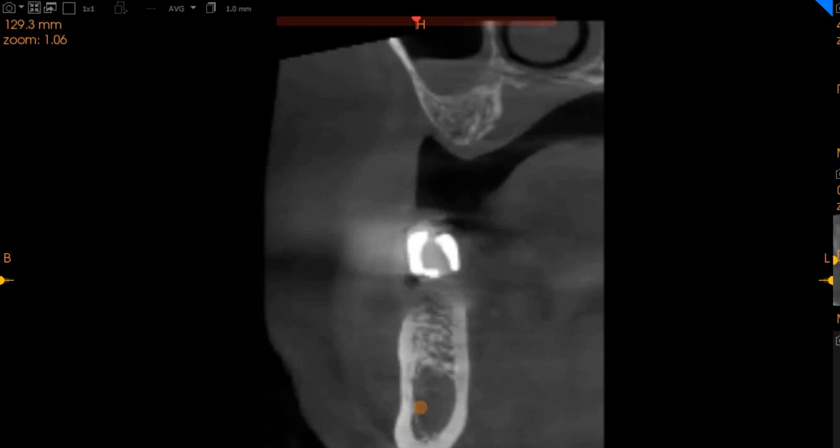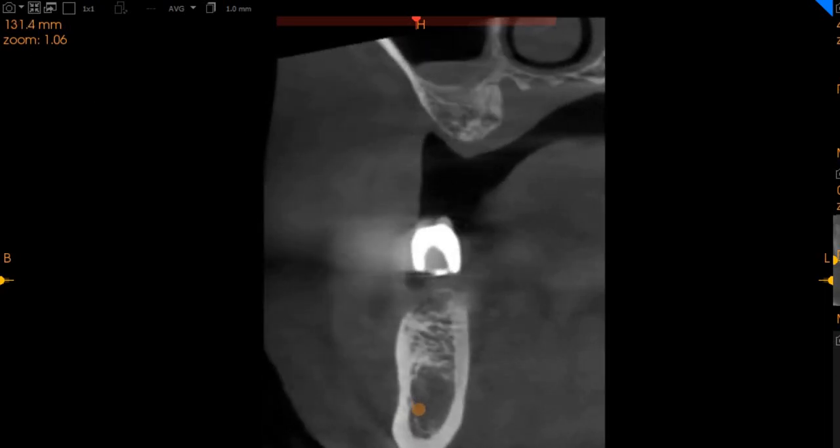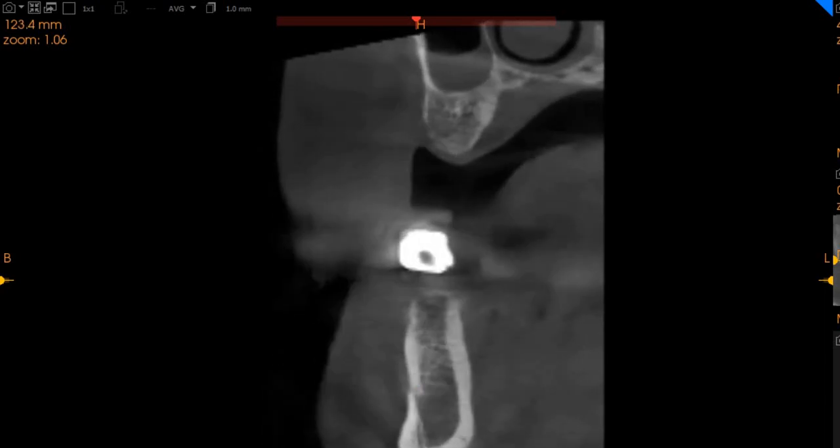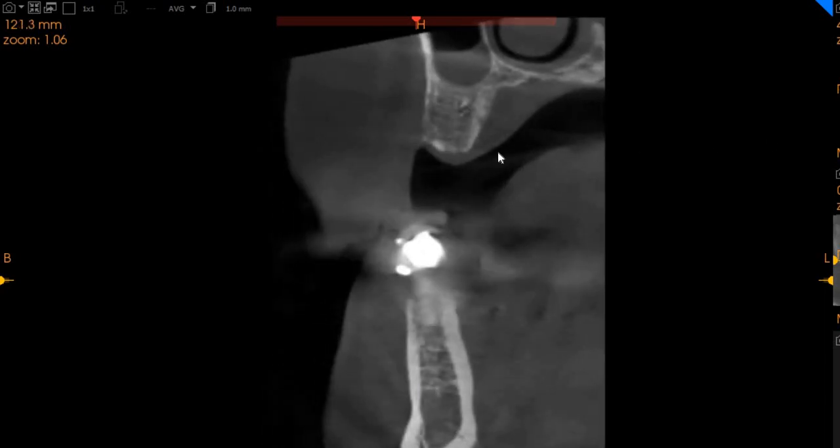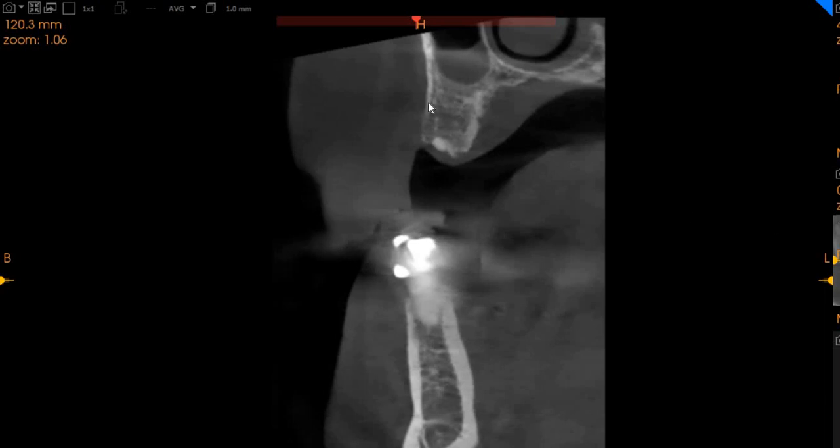Moving to the first molar region, again, good quality bone here. We have approximately 7 millimeters of width with 8 millimeters of height, as you can see clearly here. Moving to the second premolar region, very good bone. We have approximately 8.6 millimeters of ridge width with approximately 11 millimeters of ridge height.